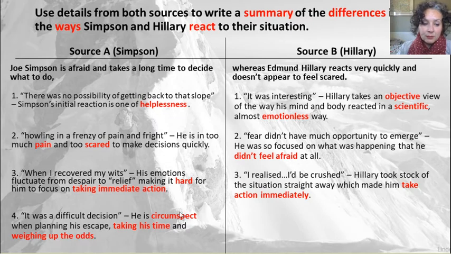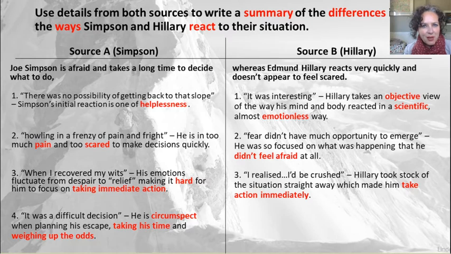Last one for the source A. Once Joe had decided what he needed to do, he then was deciding how to do it. And he says that was a difficult decision. He's very circumspect. Do you remember that from Word of the Week? Like looking at a problem from all angles, from a 360-degree view. Like circumference, circumnavigate, circumspect, looking at things from all angles and taking your time and judging carefully. So Joe Simpson is very circumspect. When planning his escape, he takes his time, weighs up the odds, decides what's best to do.